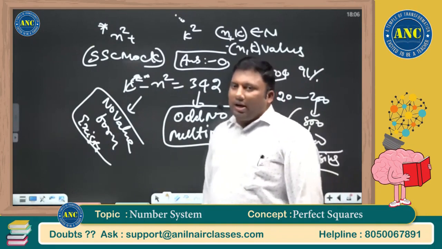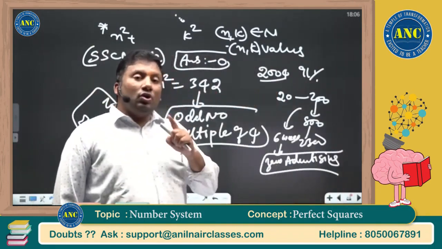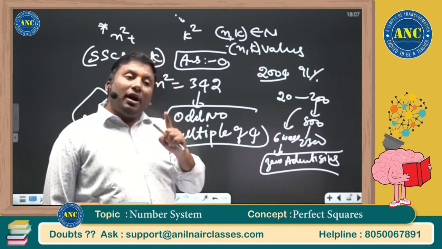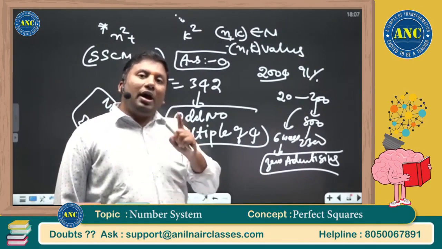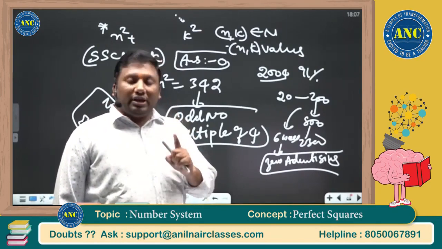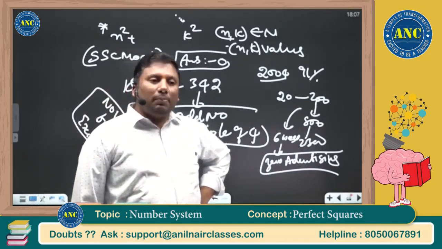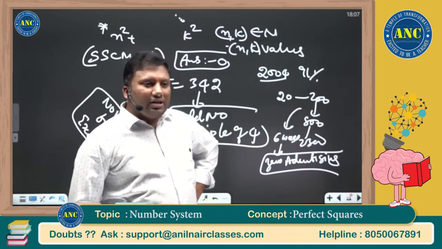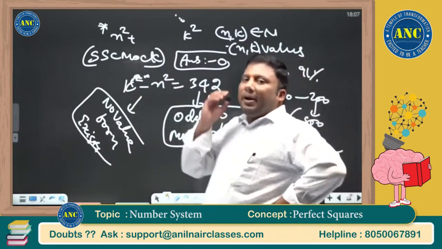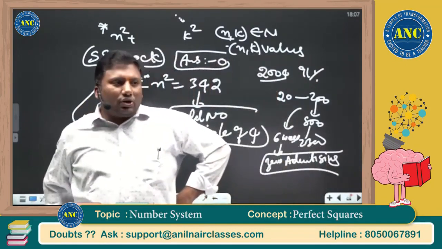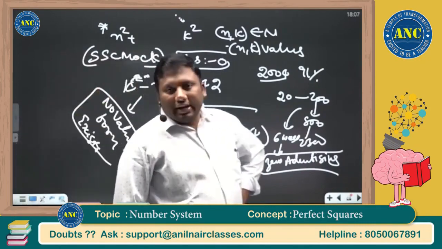Now, let me take one more question. I hope the idea is clear. Anuj, the right hand side should be an odd number or a multiple of 4. 342 is 4 into 10 plus 2. It is not a multiple of 4. Everybody kindly reply in the live chat if it is clear to you. Is the idea clear? Right? Next one.